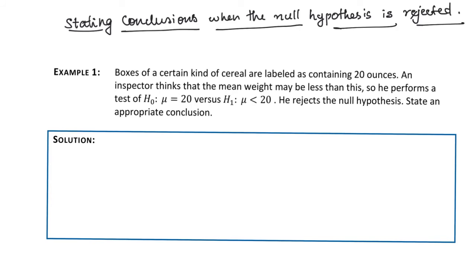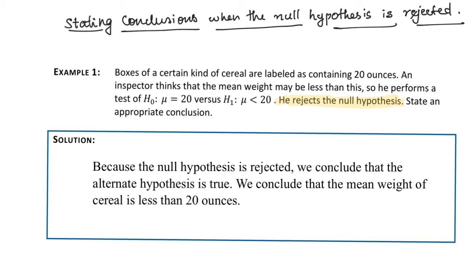This example shows how to state a conclusion when the null hypothesis is rejected. A box of a certain kind of cereal is labeled as containing 20 ounces. An inspector thinks that the mean weight may be less than this. So he performs a hypothesis test, null hypothesis mu equal 20 versus the alternate hypothesis mu less than 20. And he rejects the null hypothesis. We need to state an appropriate conclusion.